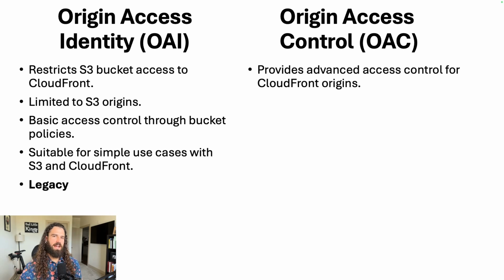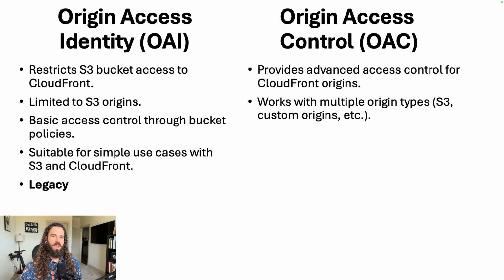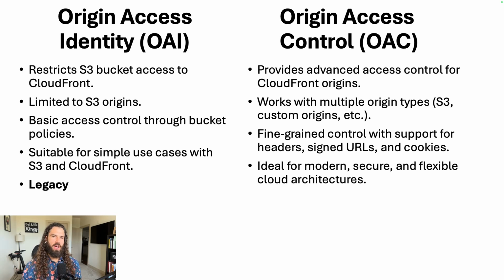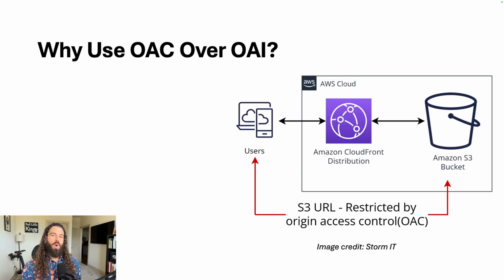OAC provides advanced access control for CloudFront origins. It works with multiple origin types, including S3. It provides more granular control with support for headers, signed URLs, and cookies. And it's ideal for modern, secure, and flexible cloud architectures. And when it comes to securing your origins, it's considered best practice. So OAC should be used over OAI anytime you can.